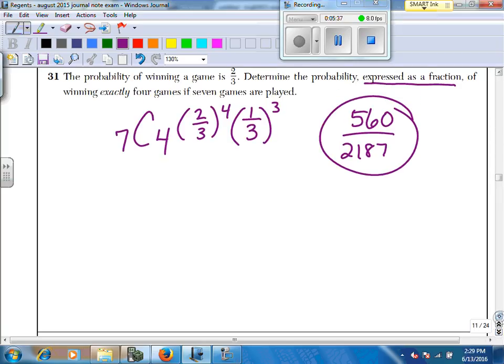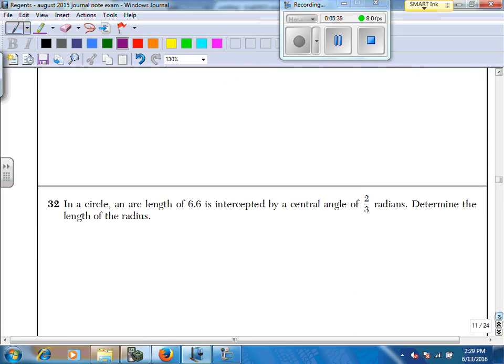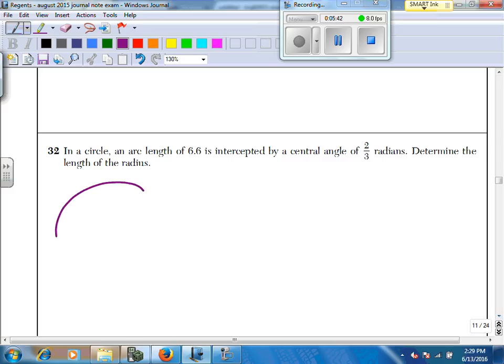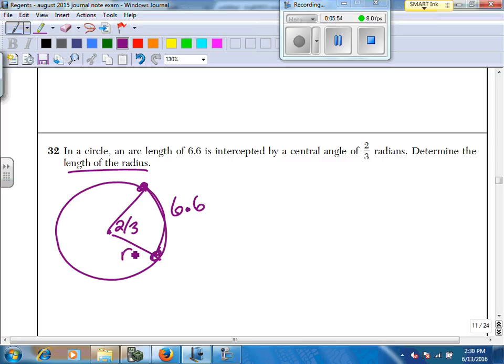32 must have been down here. In a circle, an arc length of 6.6 is intersected by a central angle of 2/3 radians. Determine the length of the radius. Well, this is our SOAR formula. They gave us the arc length, 6.6, right, because that's arc. This is the angle in radians, and this is the radius. So our arc is 6.6, our angle is 2/3 radians. We want to find the radius.